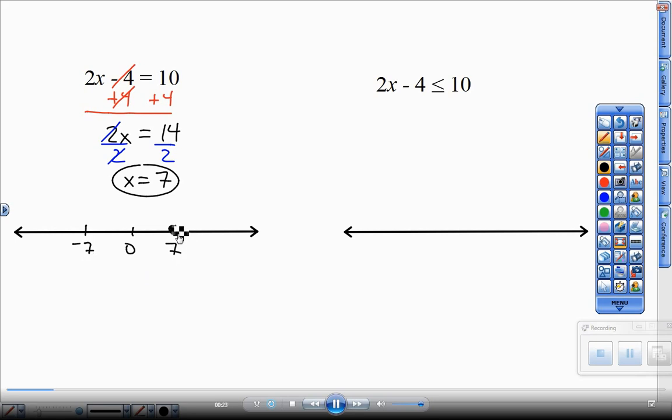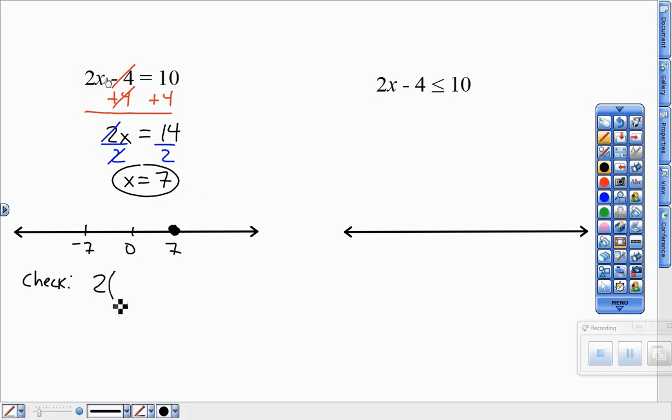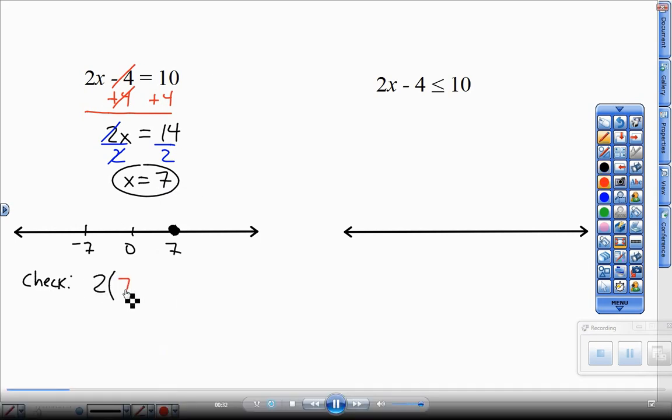If I was to check this answer, I would take that 7, plug it in for x. So 2 times 7 placed in there where x used to be, minus 4 should give me 14 minus 4 equals 10. 14 minus 4 does indeed equal 10. 10 equals 10. It shows that 7 is a solution to that equation. True statement.